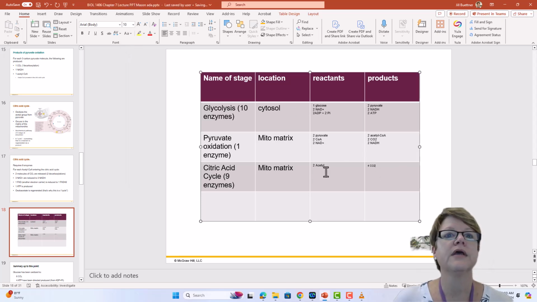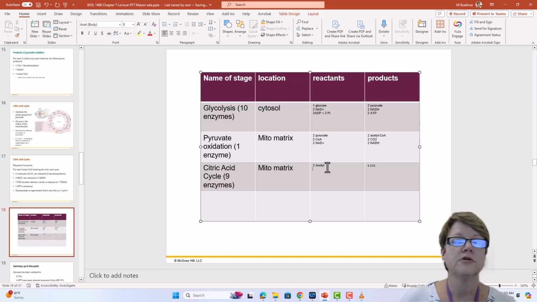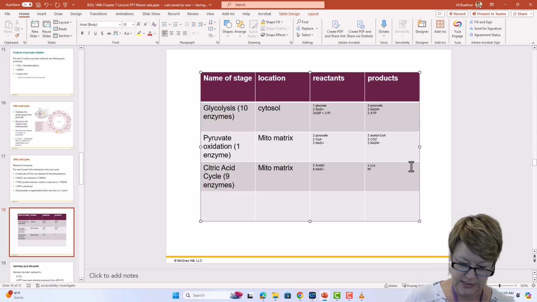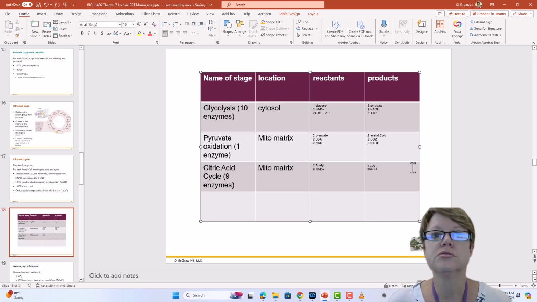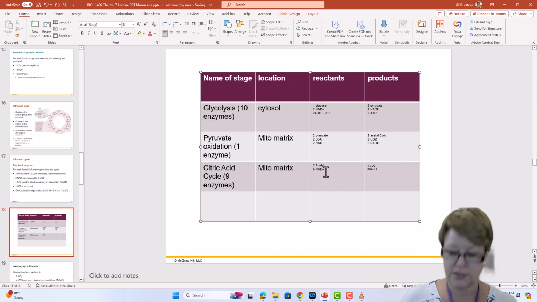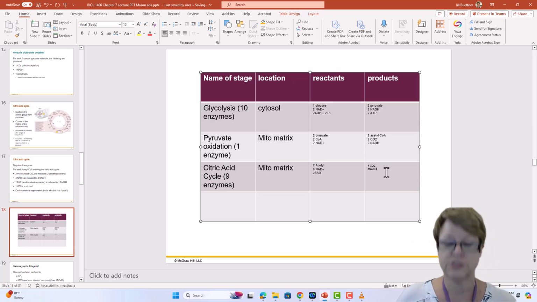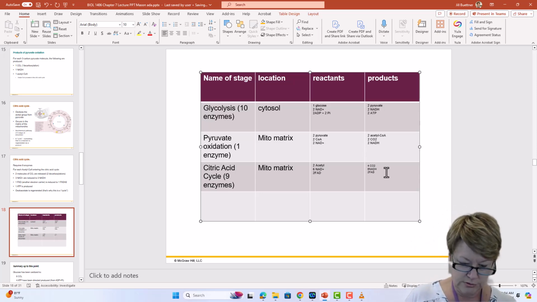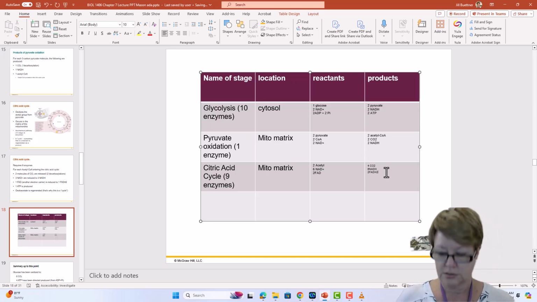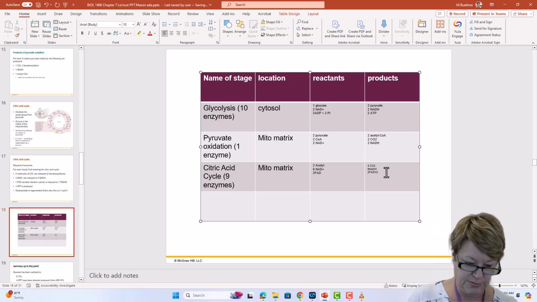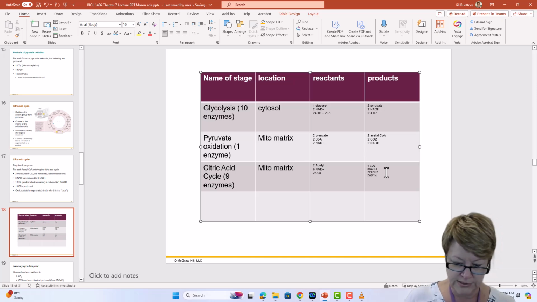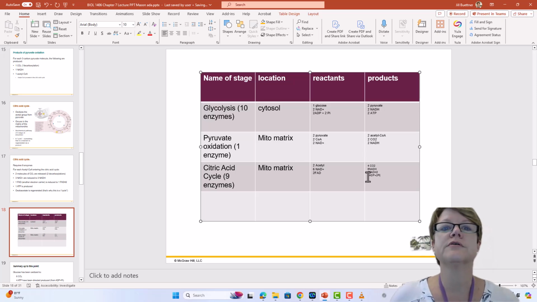All right. And then here, we're going to get 6 NAD+ become 6 NADH. And then we have 2 FAD becomes 2 FADH2. And then 2 ADP plus 2 Pi yields, oops, that's the wrong side, sorry.